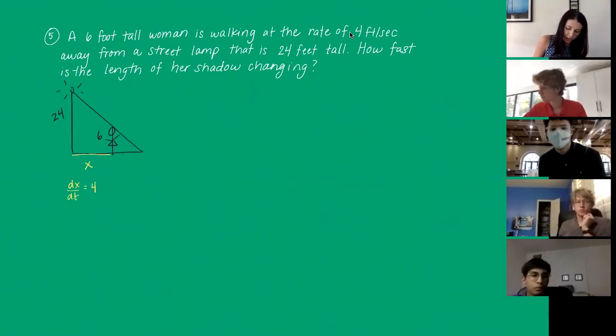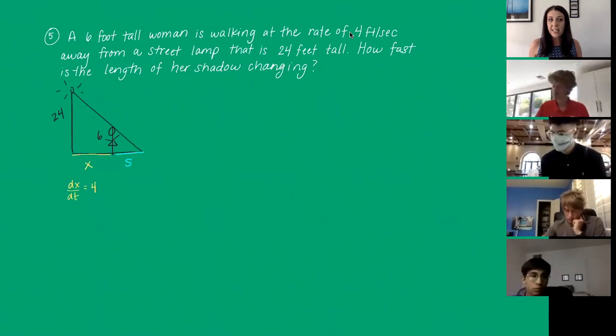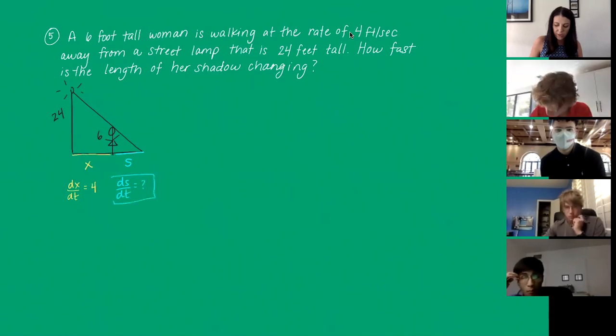Then we have her shadow over here. I'm going to call that S for shadow. And what we're trying to find is how fast is the length of her shadow changing. So what we're looking for is a ds over dt. We don't know that information. That's what we're trying to find.